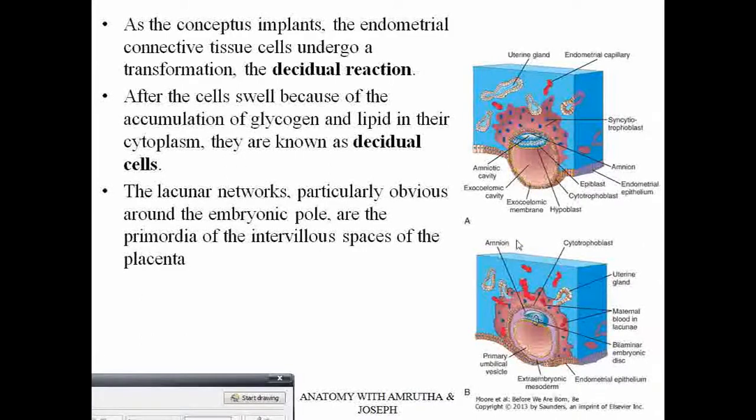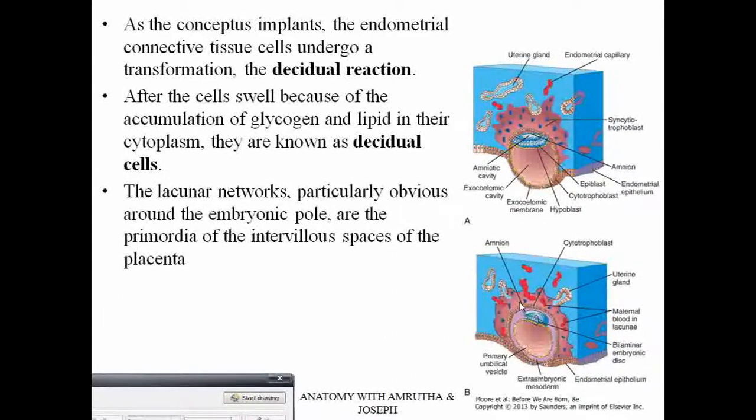Now as the conceptus implants, so when the embryo is implanting, endometrial connective tissue cells undergo a transformation called decidual reaction. When the embryo implants into the endometrium, the cells in the endometrium are called decidual cells because the cells swell and accumulate a lot of glycogen and lipid. I'm talking about the endometrial cells in the uterus, and decidual cells undergo some changes when implantation occurs, and that's called decidual reaction.